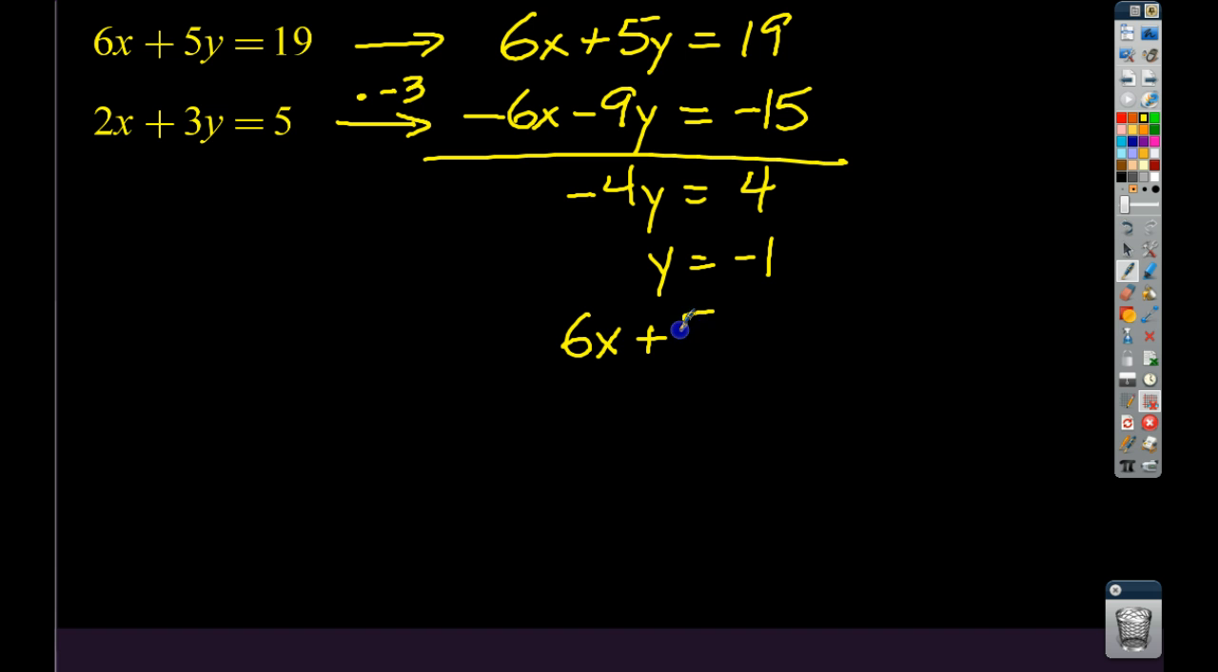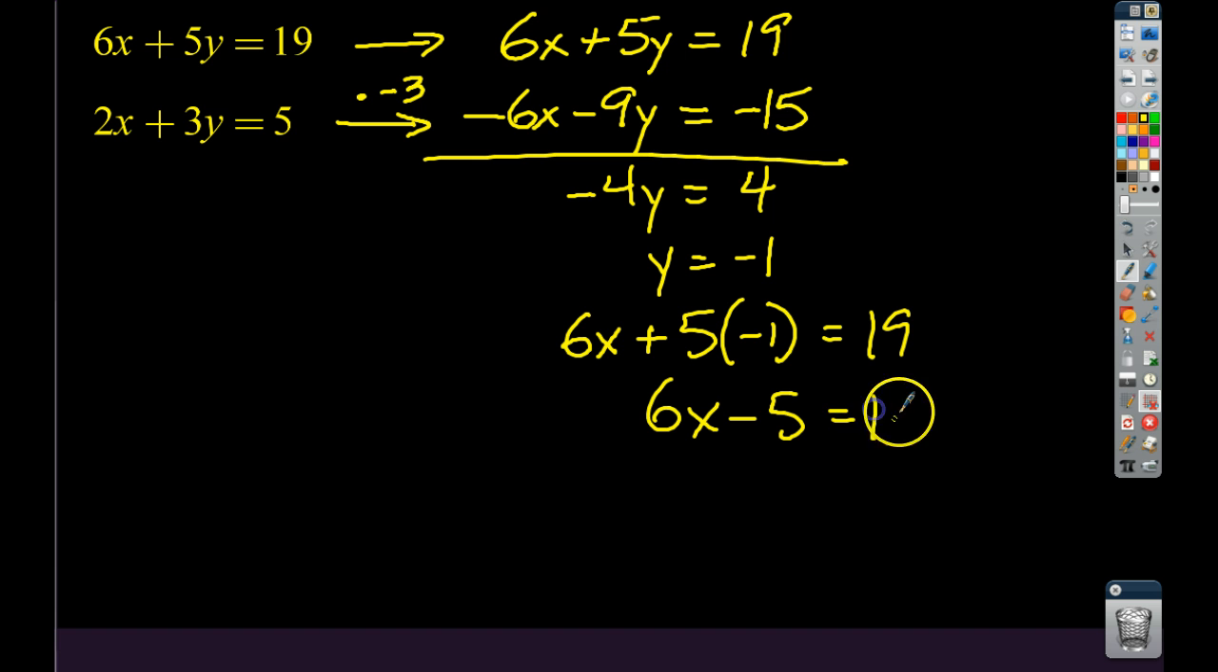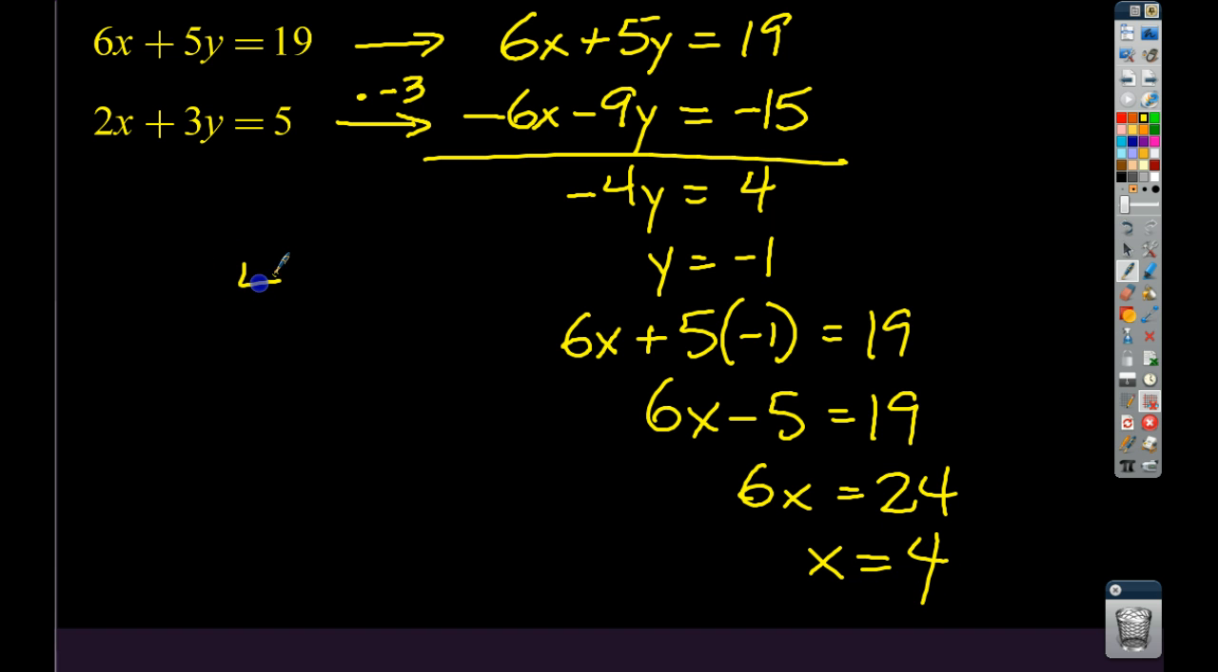So we'll do 6x plus 5 times -1. Does that equal 19? Well, solving for x, 6x minus 5 is equal to 19. We'll add 5 to both sides. 6x is 24. x is equal to 4. So my point here is 4, comma, -1.